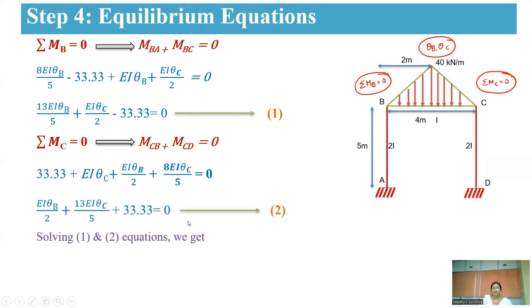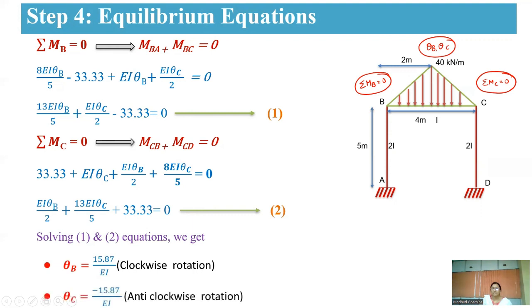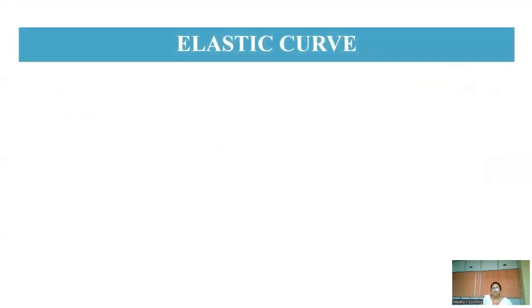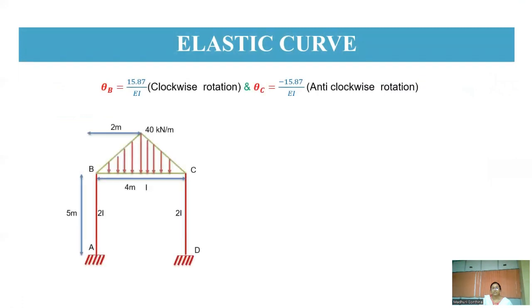Now solving these 2 equations for the unknowns theta B and theta C, you are going to get theta B as a positive value, whereas theta C is a negative value. Theta B positive means clockwise rotation, and theta C negative means it is in anti-clockwise direction. So just, we will draw the elastic curve for this.